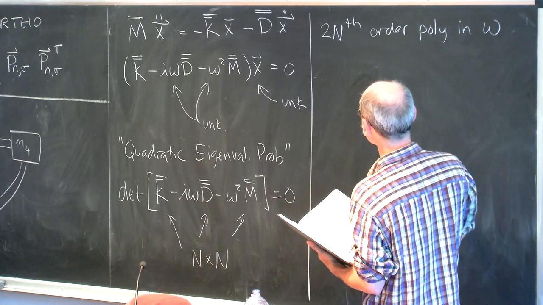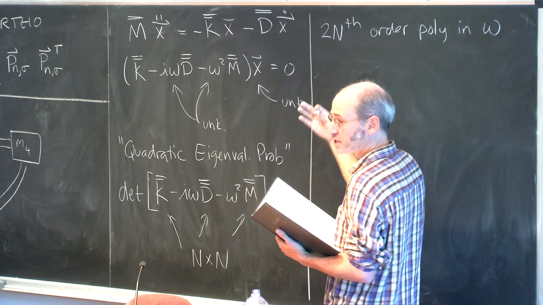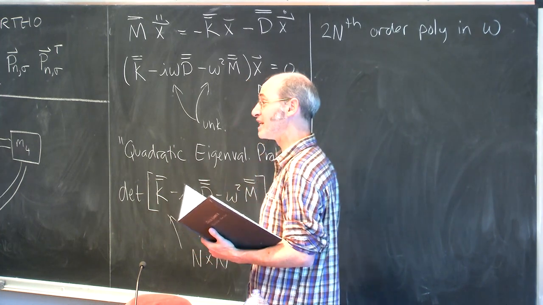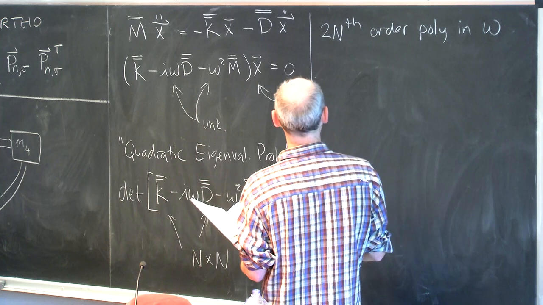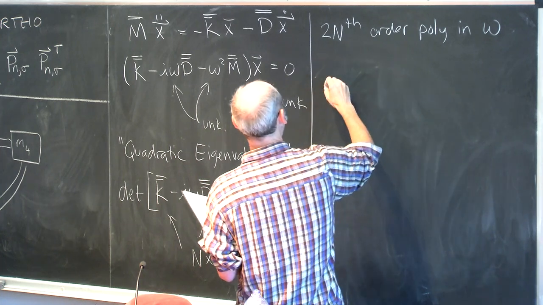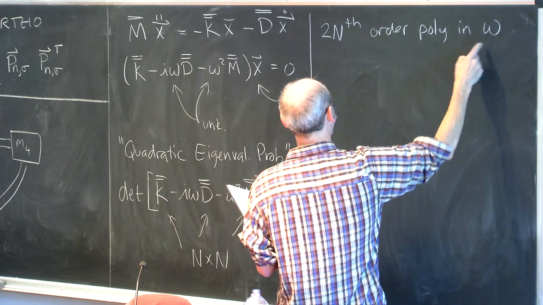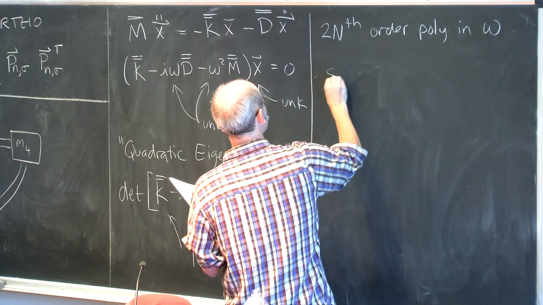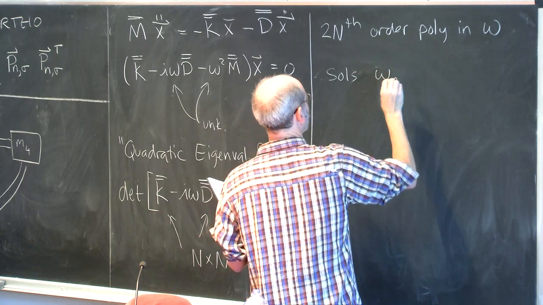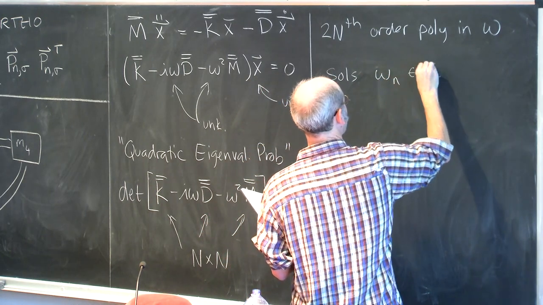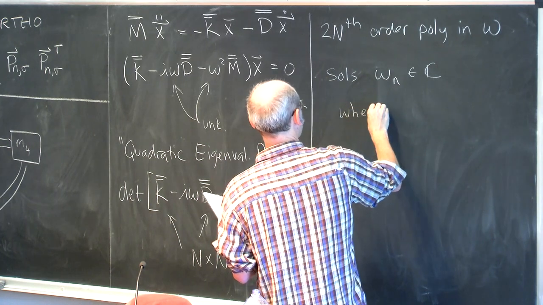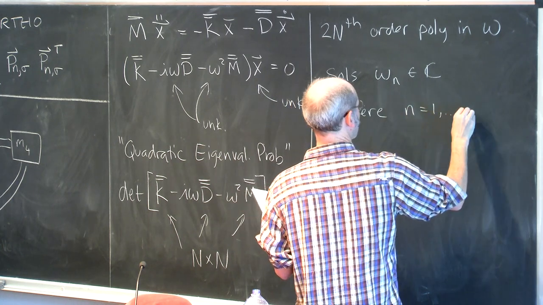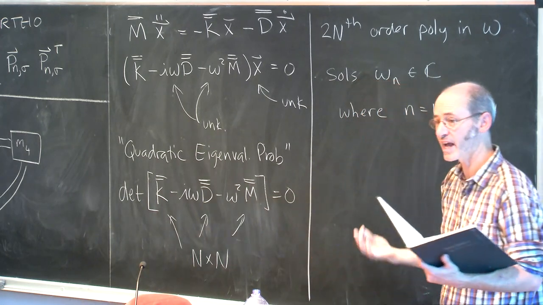And this was always happening. We just pretended that the 2Nth order polynomial in omega was an Nth order polynomial in omega squared, which was okay, because the characteristic polynomial only involved even powers of omega, which is to say integer powers of that thing we called lambda, which we can no longer make use of. But now we really have all 2N orders of omega. So the fundamental theorem of algebra tells us that we will get 2N truly distinct values of the frequency, scattered throughout the complex plane.